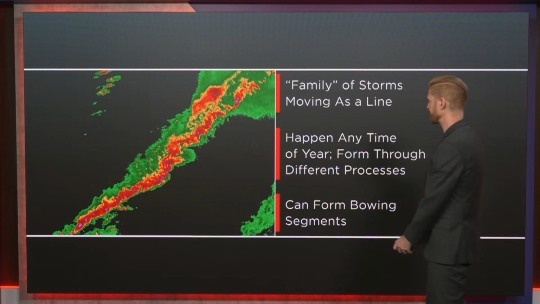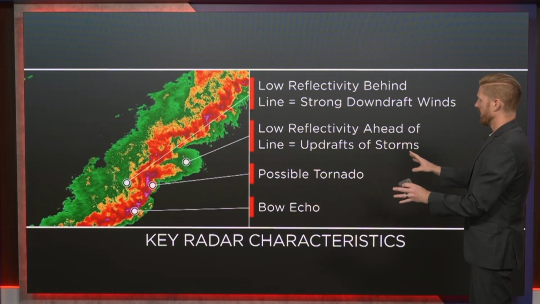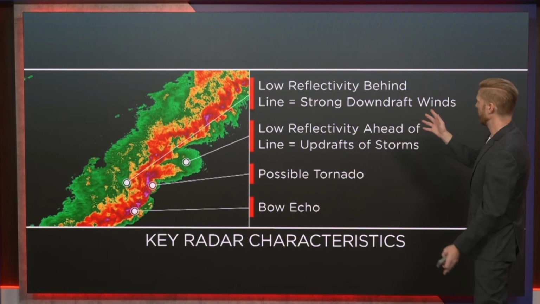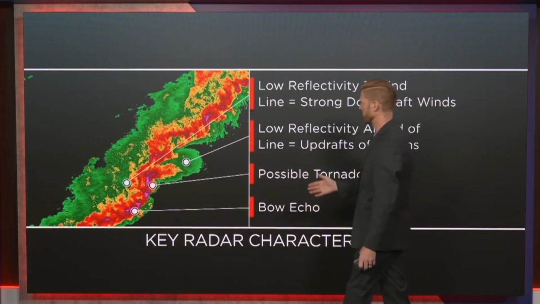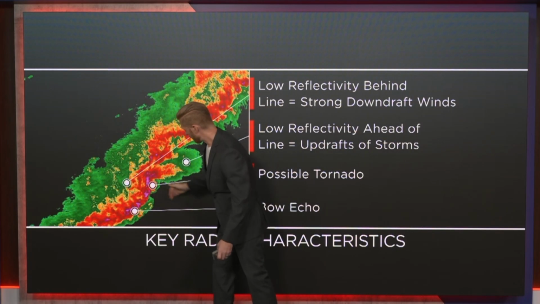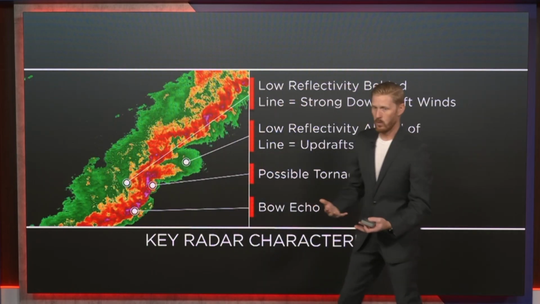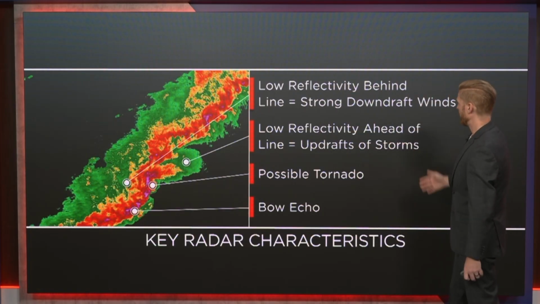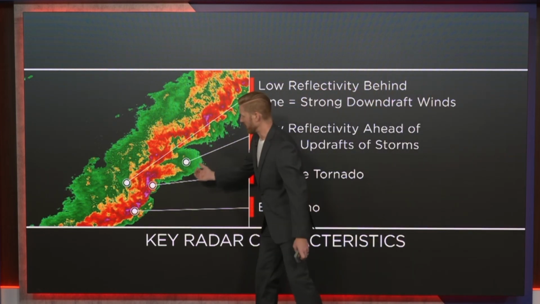So a little bit different. But let's take a look at certain sections here that give you an idea what this QLCS means. The low reflectivity behind the line is where you get the strong downdraft winds. Back here on the backside of the storm, you have the initial storm moving through, and then on the backside of it is where you get the extremely gusty winds, or those downdraft winds. And then the low reflectivity ahead of the line, the updrafts, which is right here in front of the storm.